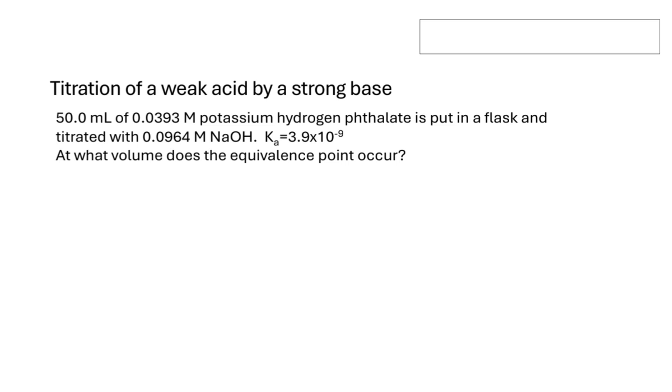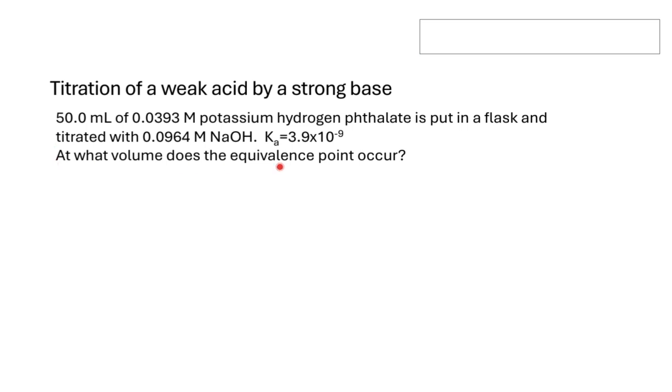So let's work on an example. Let's take 50 milliliters of 0.0393 molar potassium hydrogen phthalate, which is a monoprotic weak acid. We put this in a flask and we titrate with 0.0964 molar sodium hydroxide, and we have a Ka.